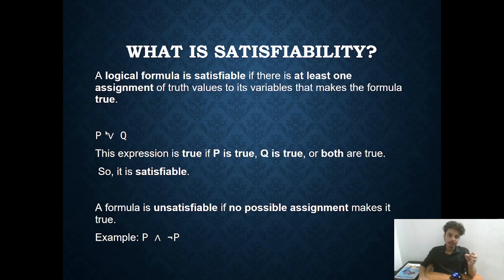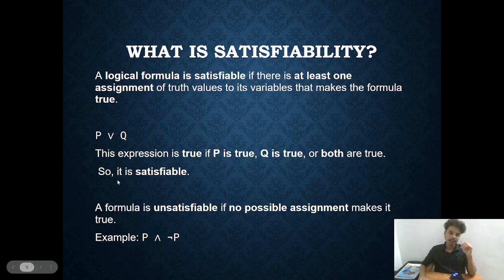In this specific statement, if P is true, the whole statement becomes true, and if Q is true, the whole statement becomes true, and if P and Q both are true, the statement again becomes true. So, there is a chance that this statement is true. An assignment of truth values exists for the formula, so that makes this formula satisfiable.